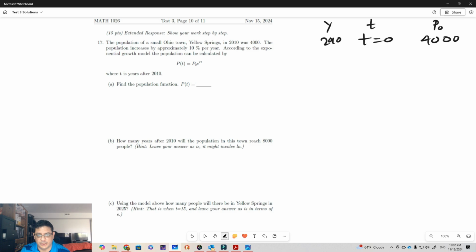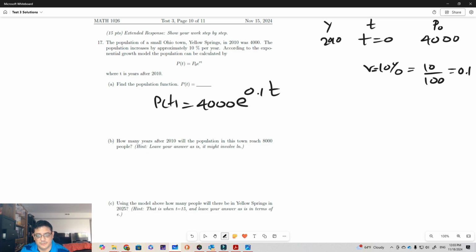We're growing 10% per year. So 10%, remember, is 10 over 100, which is 0.1. So the function here that we can establish is P of t equals 4,000, which is the initial population P0, times e to the 0.1 t.